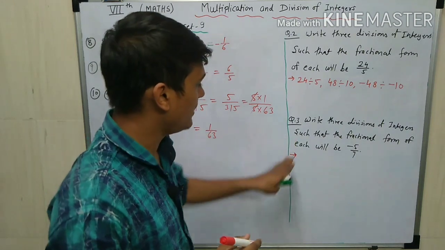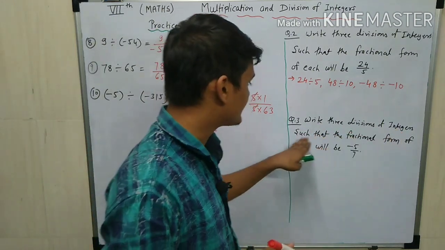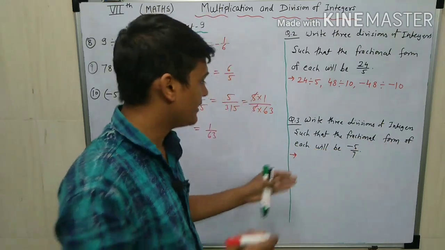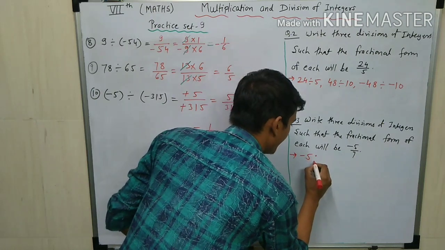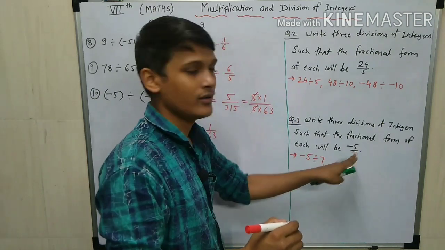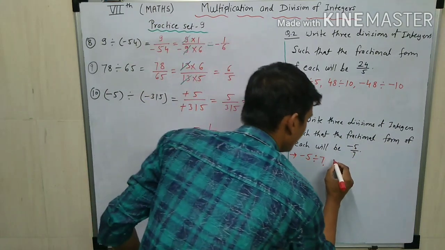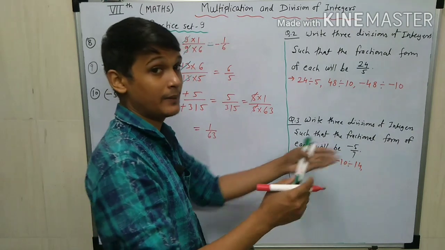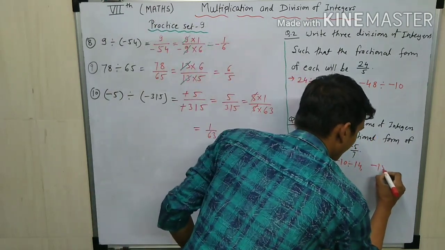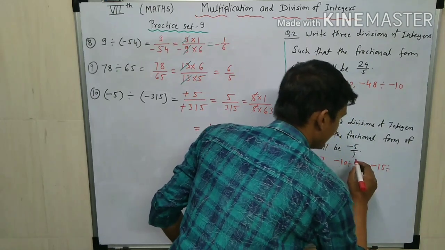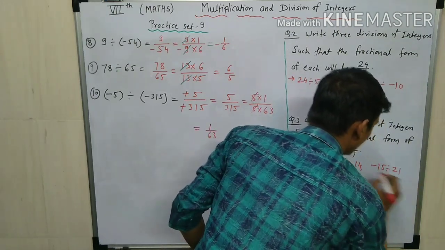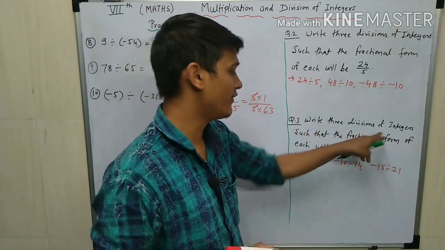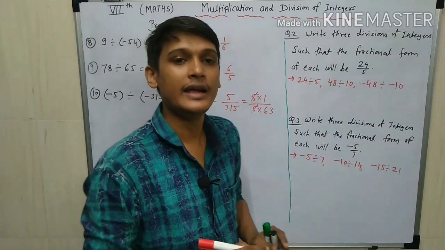Now third is also the same: write 3 divisions of integers such that the fractional form of each will be minus 5 upon 7. We can write here first minus 5 divided by 7, and second, we can multiply 5 into 2, 5 twos are 10, we can write here minus 10 divided by 7 twos are 14. Now we can multiply by 3, 5 threes are 15, we can write here minus 15 divided by 7 threes are 21, we can write here 21. 1, 2, 3: the question is only 3 divisions of integers, so 1, 2, 3 are the divisions of integers.